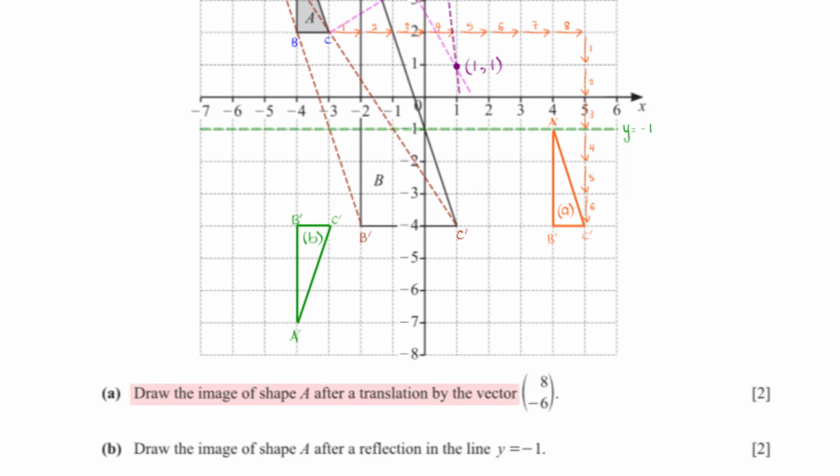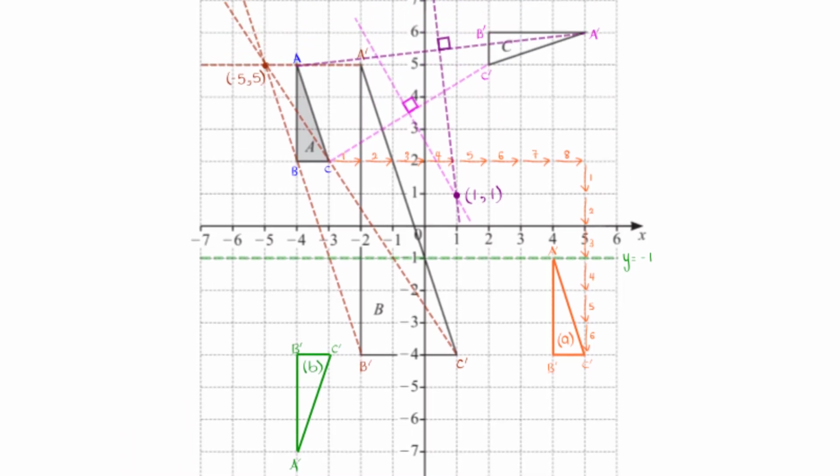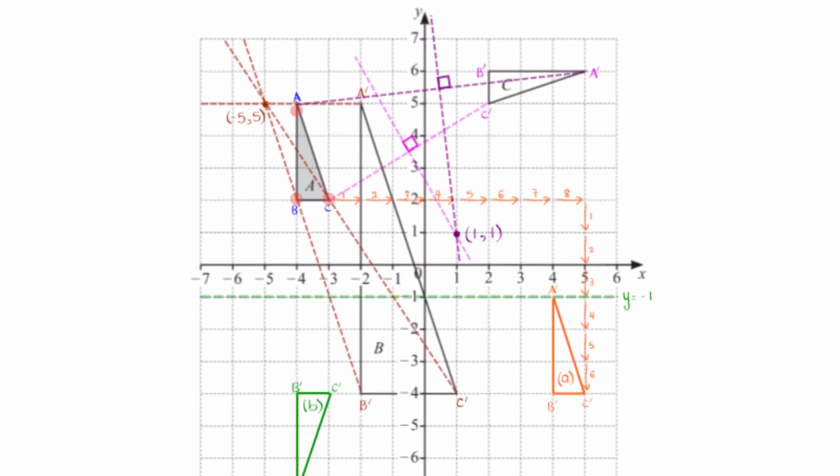Draw the image of shape A after a translation by the vector 8, -6. This simply means that we need to move each point on triangle A 8 units to the right and 6 units downwards. After doing this, we are able to map out the translated image of triangle A.